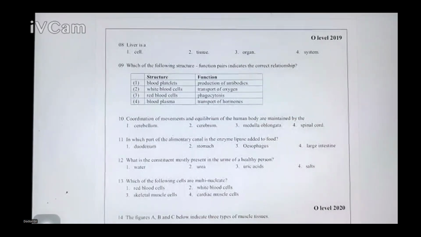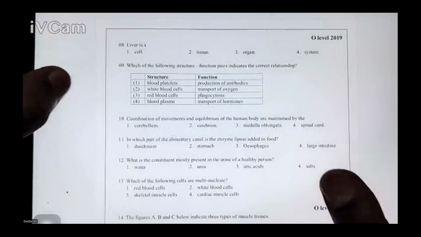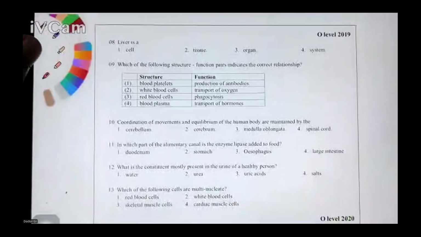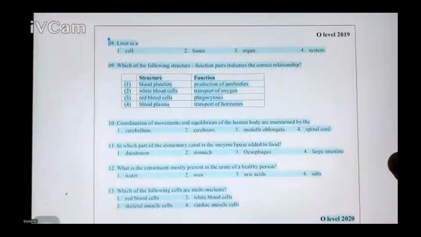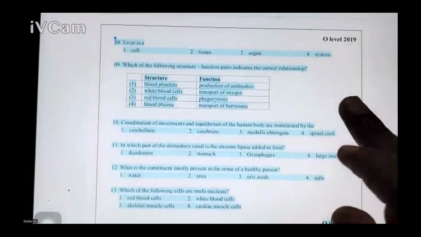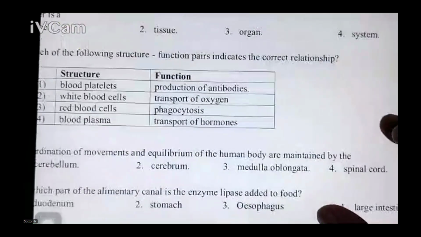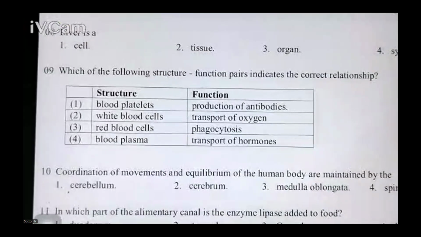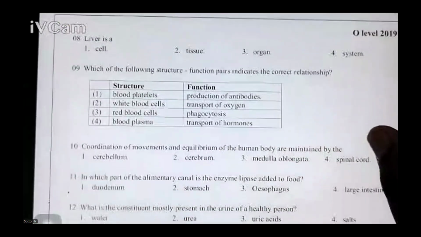All right, I think you guys finished the answers. Now we will come to the next question. Look at the first question, question number 8. Question number 8 belongs to 2019.